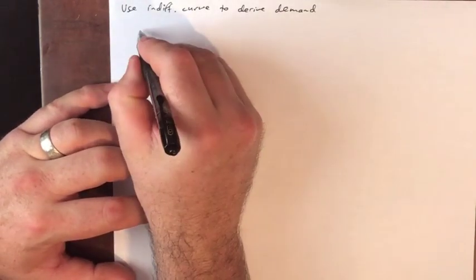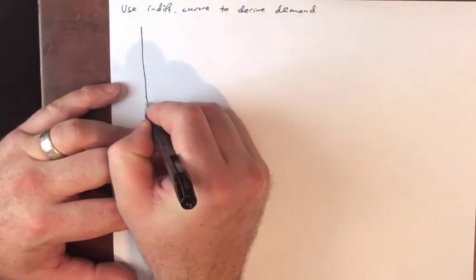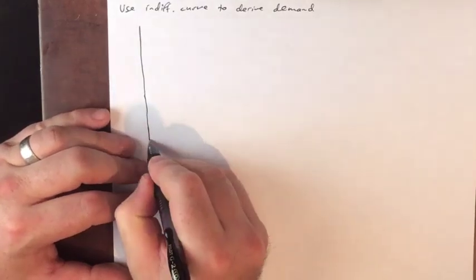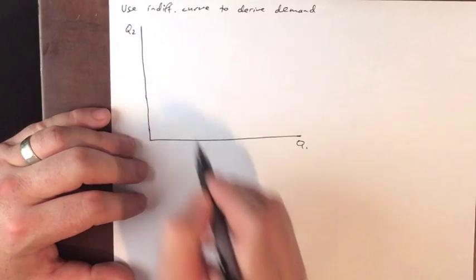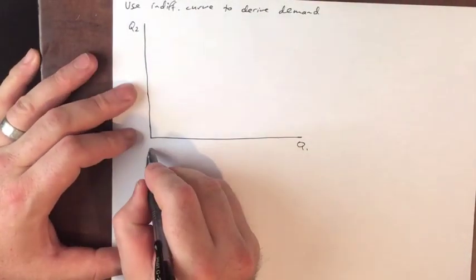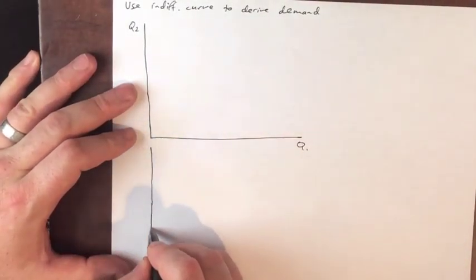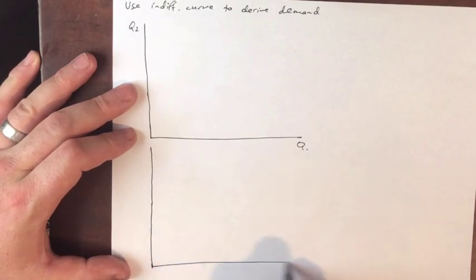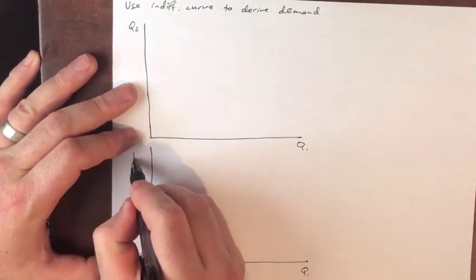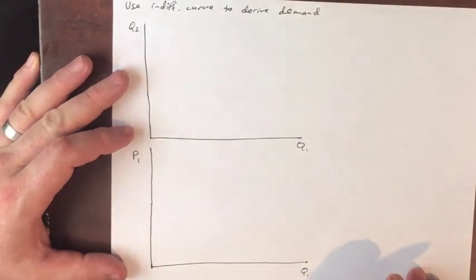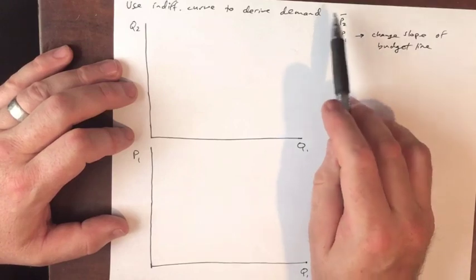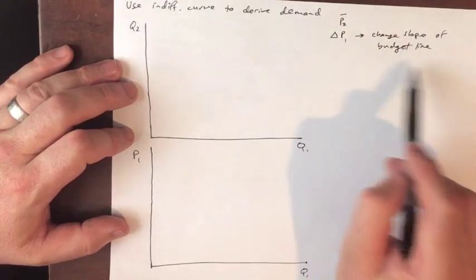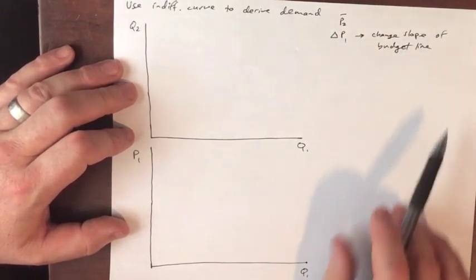Okay, here's our indifference space. Quantity of good 1, quantity of good 2, and directly below that we will draw another graph which has the same horizontal axis Q1, but now we're putting the price on here. Okay, so if we change the price of good 1, keep constant the price of good 2, we're going to change the slope of the budget line. Let me show you how that will work.